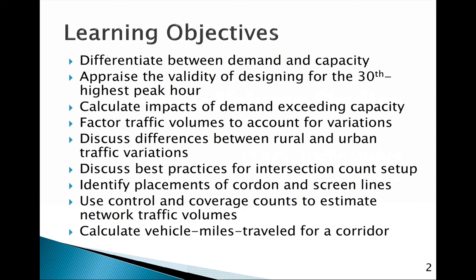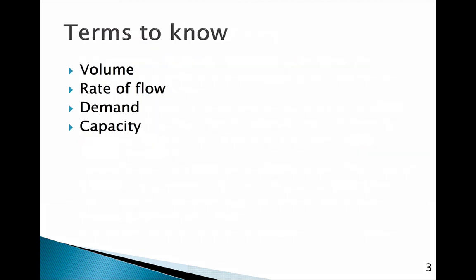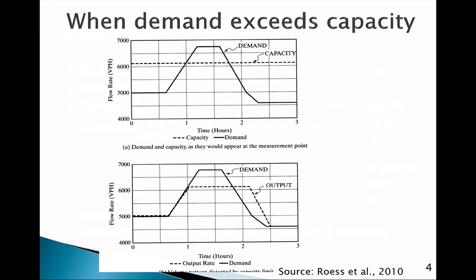So we're going to look at the difference between demand and capacity, look at why we use the 30th highest hour for design, calculate the impacts of design exceeding capacity, and then we're going to look at various traffic volumes in different situations and how to perform a bunch of different counts. So we're coming back to some terms we've used in previous lectures and previous weeks, but we have traffic volume, we have the rate of flow, demand, and capacity. So look up those definitions in the textbook, but we're also going to use them in the samples as we go through here. So this is a really important concept.